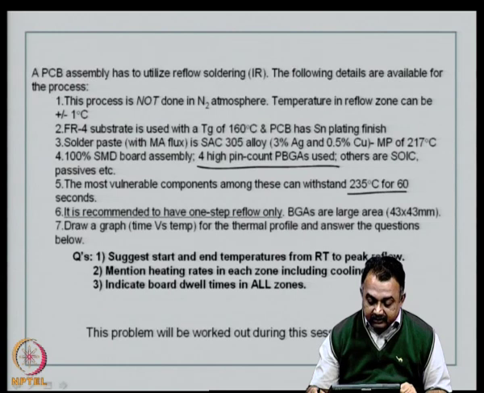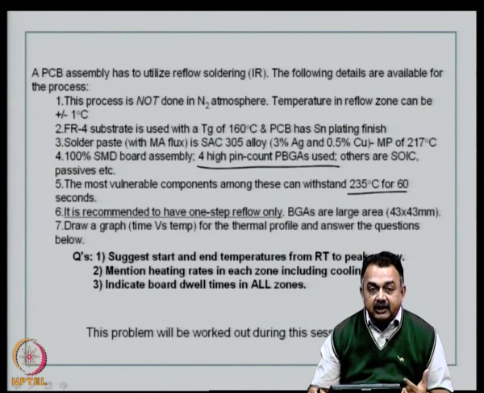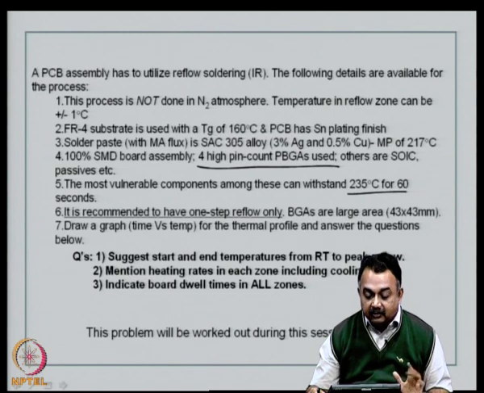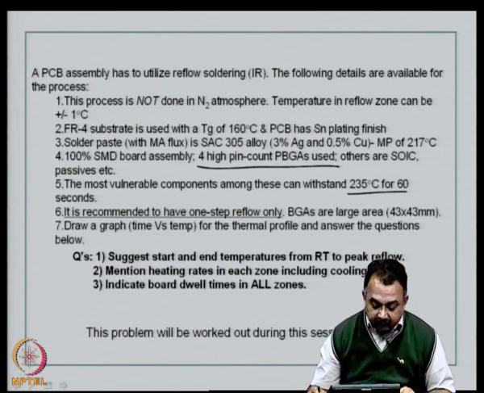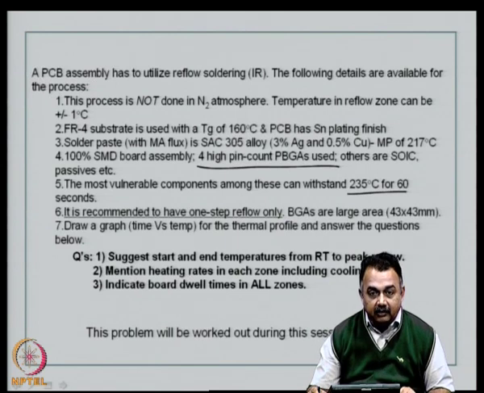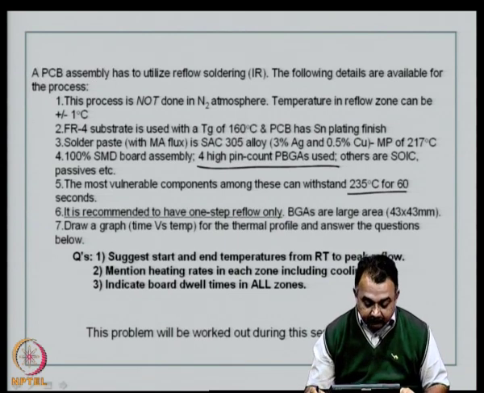Okay. BGAs are large, that means if it is a double sided board, then one side undergoes a reflow, the other side undergoes another reflow process only. There is no other process involved here. BGAs are large, so that is also given here, 43 by 43 mm. So, draw a graph of time versus temperature for the thermal profile and answer the questions below.